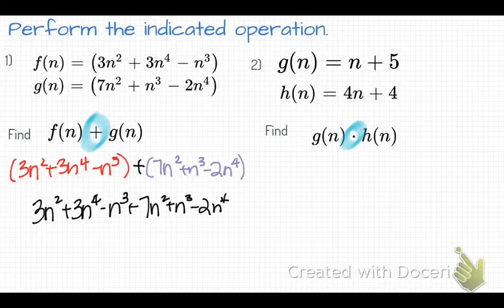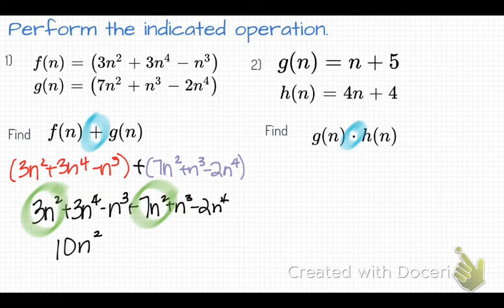Okay, so 3n squared, does that have a like term? Yes. It is 7n squared. Do we agree those are our 2 like terms so far? Okay, what is 3n squared plus 7n squared? 10n squared. Okay. It's okay. Rookie mistake.